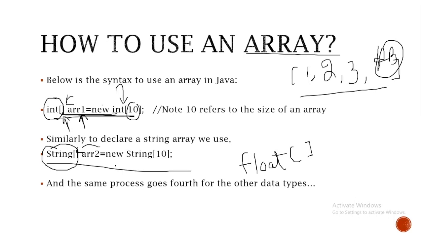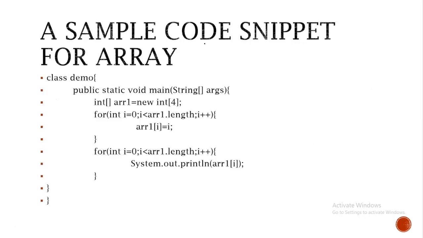So let's just summarize again. The first is going to be the data type, the second is going to be the name of the array, and this is a keyword that you need to include, and then this is going to specify the size. That's how you create it. And the same process goes for the other data types, like we discussed float here. Similarly, for double, it will be double with square brackets, and the same thing carries on for the other data types. Okay, now this is a sample code snippet for the array.